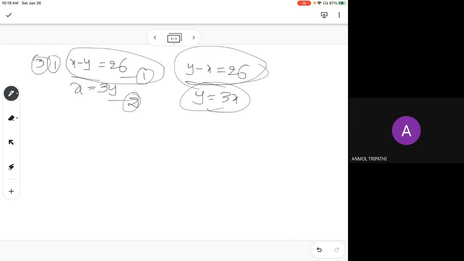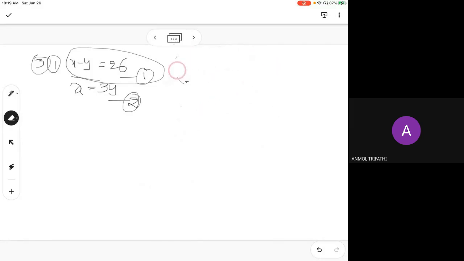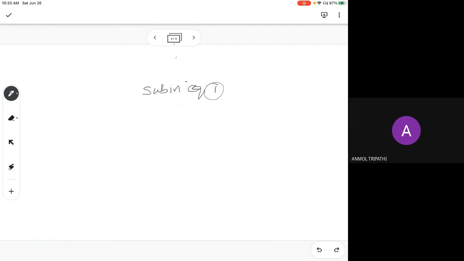Did you understand? Yes, sir. So you should be a little bit careful here. Okay. I am taking x is equal to 3y, which means directly you can substitute this. Whenever we have x is equal to something, we will call x the subject.